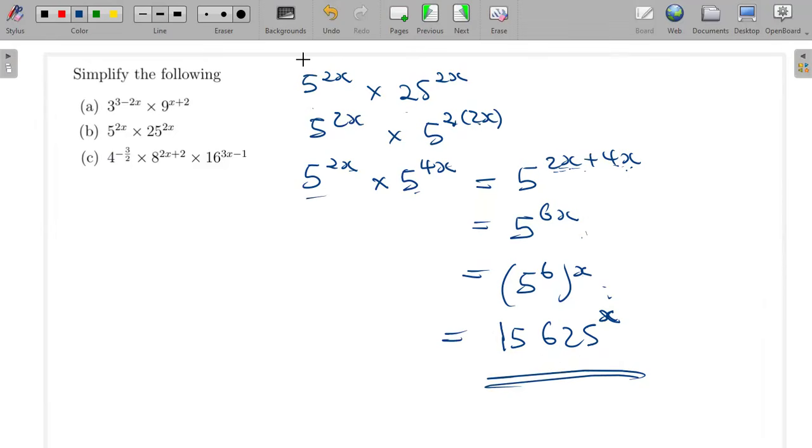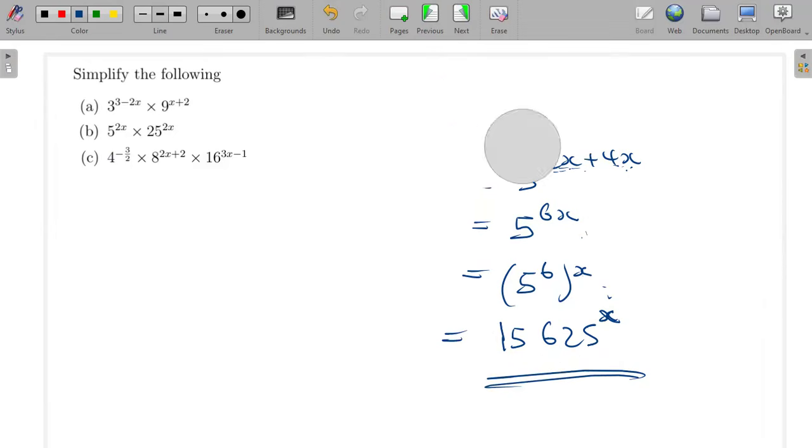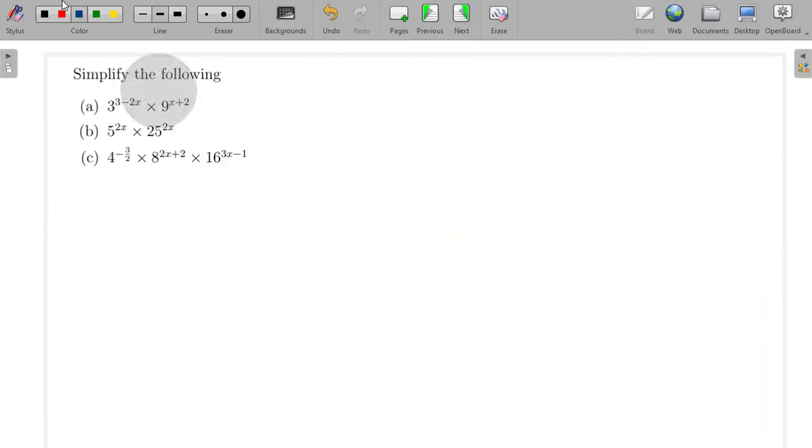Okay, let's go on, do the next one. So the next one, what are we going to do? So here we have 4 to the power negative 3 to the power 2x, then multiplied by 8 to the power 2x plus 2, multiplied by 16 to the power 3x minus 1. So to what base are we going to put this one? Since we have different bases here, you have 4, you have 8, you have 16. Which one are we going to use?